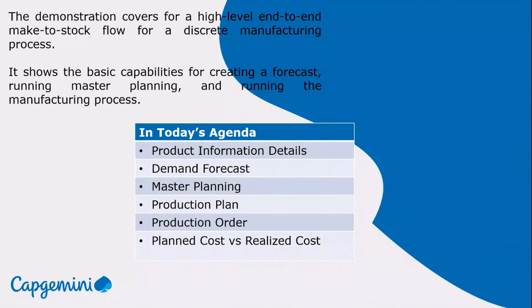It shows the basic capabilities for creating a forecast, running a master planning, and running the manufacturing process. In today's agenda, we will take a look at the product information details, demand forecast, the master planning, production plan, the production order, and finally we'll see how the planned cost versus the realized cost compare.